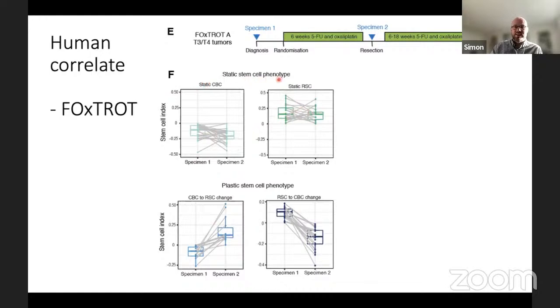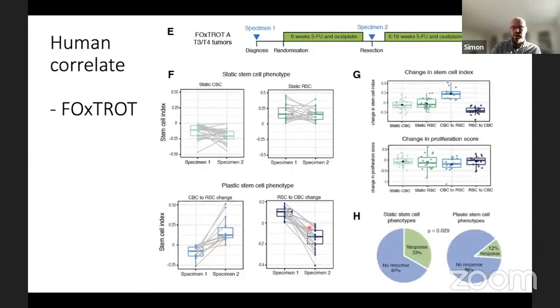We called them static stem cell phenotype between diagnosis and resection. But we've also got a population of tumors where there was a profound shift in the stem cell phenotype between specimen 1 and specimen 2. So here we call this the plastic stem cell population. And those plastic stem cells moved in either direction, in both directions, but it was the shift in the stem cell phenotype that we were particularly interested in. So we've got some tumors that don't change on application of a selective pressure, and some tumors that do change their molecular phenotype on application of selective pressure.